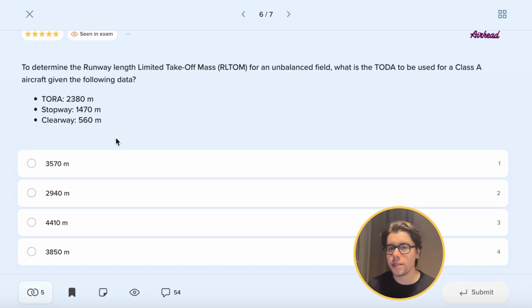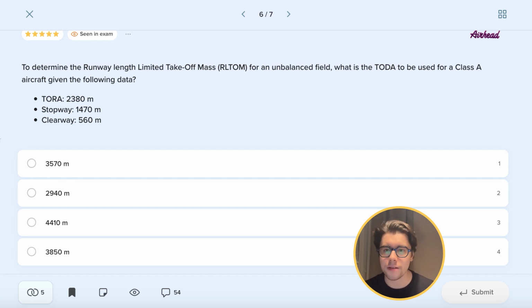And over to question number 6, one of the classic questions that you'll see in performance exams, where you need to calculate the runway declared distances. To determine the runway length limited takeoff mass for an unbalanced field, what is the TODA, takeoff distance available, to be used for Class A aircraft given the following data?